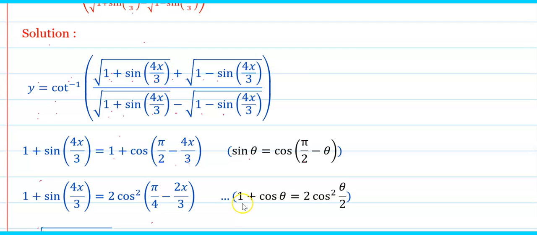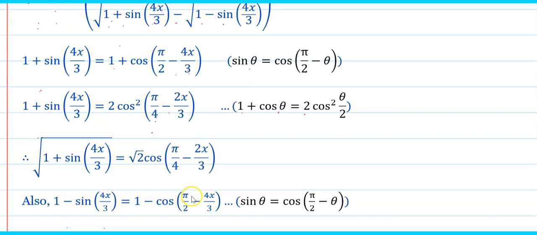Again, one more result: 1 plus cos theta is equal to 2 cos square theta by 2, whatever the angle divided by 2. That is pi by 2 minus 4x upon 3, divided by 2. If you divide it by 2, then you will get pi by 4 minus 2x upon 3. Therefore 1 plus sin of 4x upon 3 is 2 cos square of pi by 4 minus 2x upon 3.